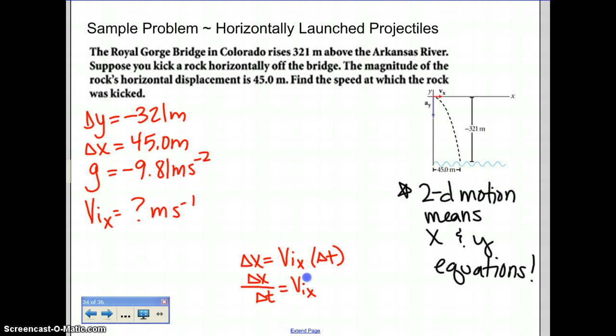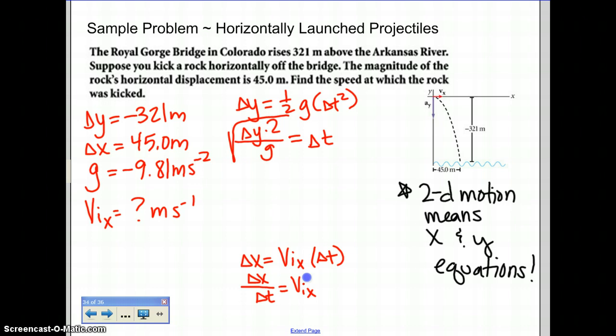Make sense? Okay, cool. So something that's missing here is time. So that means you want to use a y equation to solve for time and then plug that value into your x equation. So find me a y equation that has your acceleration due to gravity and time in it. And you know your initial velocity in the y direction is going to be 0. So that equation should be delta y equals 1/2 g delta t squared. So we really have delta y times 2 divided by g, square root of that equals delta t. Make sense? Multiply by 2, divide by g, take the square root, so you get just t.